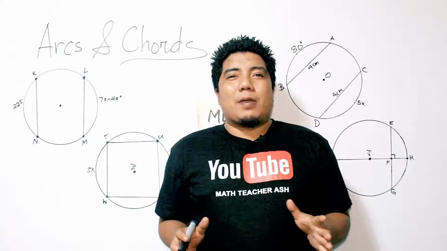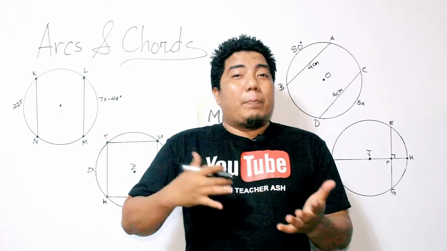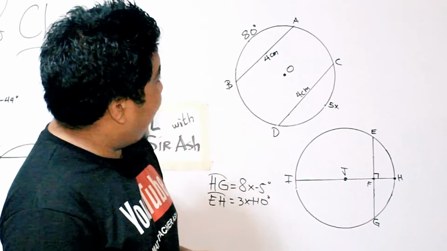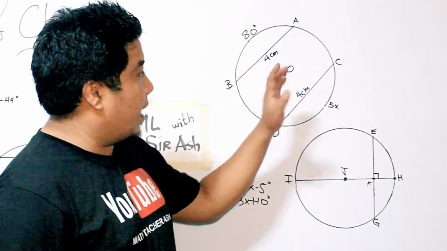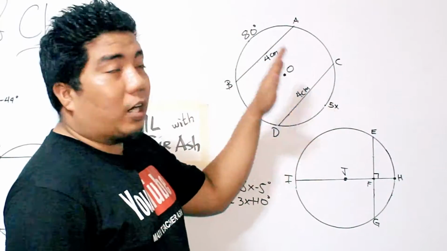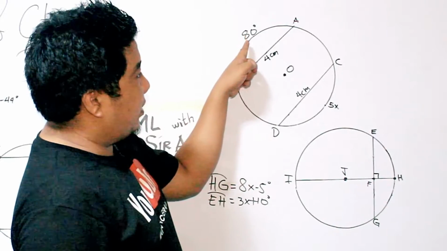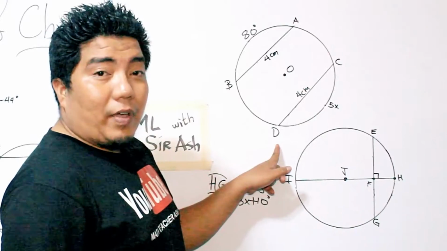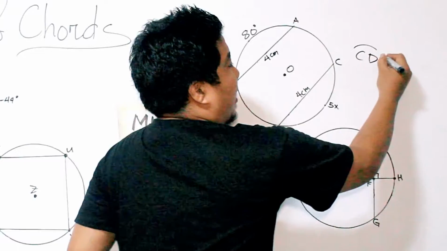Okay, math learners, we have here 4 different examples and we will try to solve them based on the theorems that we have discussed earlier. Now, for the first example, we have here circle O with the points A, B, C, and D on the circle. As you can see, we have two chords here that are congruent. And then, we have an arc that is 80 degrees, arc AB is 80 degrees, and arc CD is 5x. Question is, what is the measurement of arc CD?